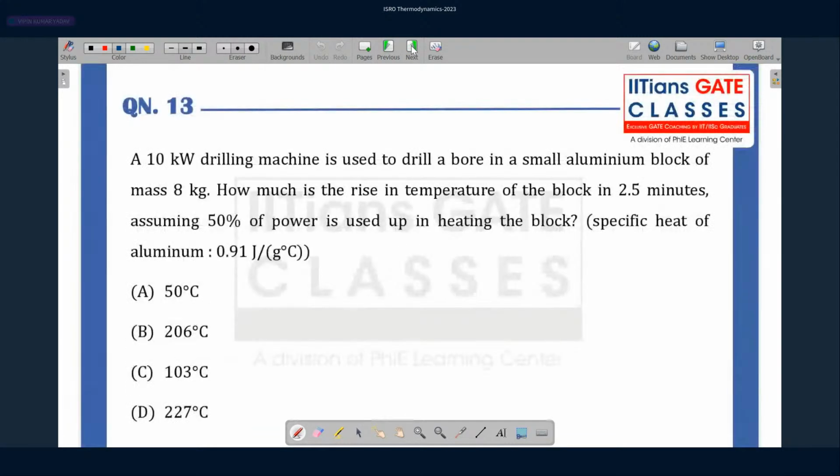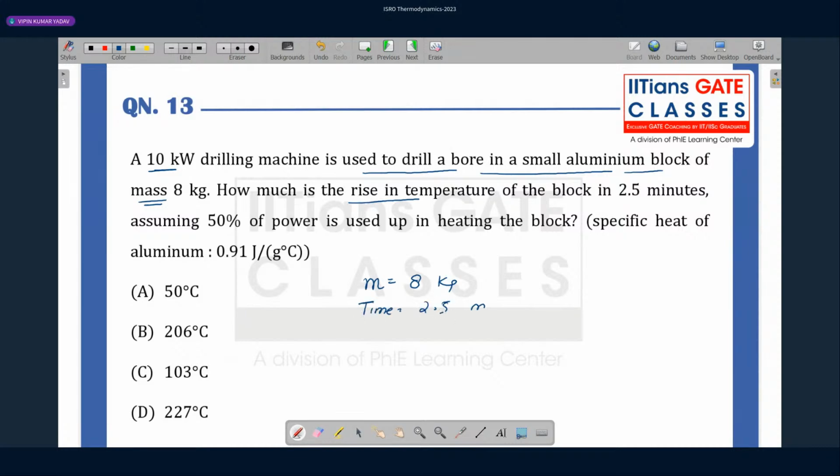Now, a 10 kilowatt drilling machine is used to drill a bore in the small aluminium block, of mass 8 kg. So what is mass? Mass is equals to 8 kg. What is the rise in temperature of the block in time?